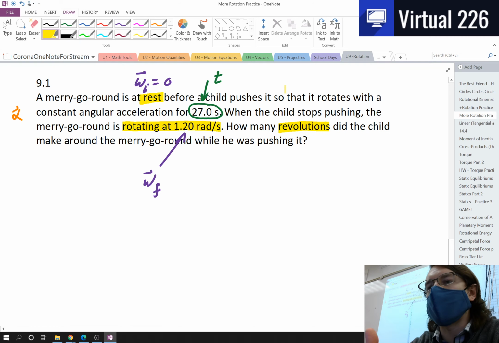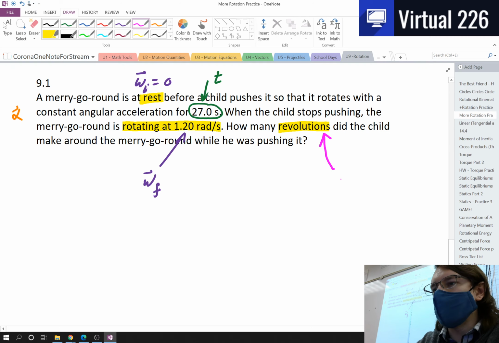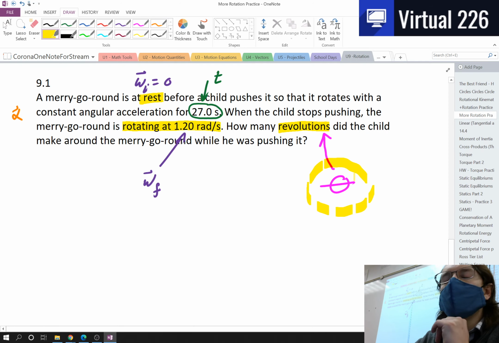What we're looking for in this problem is how many revolutions, how many complete times did the child make around the merry-go-round while he or she was pushing it. And that means that revolutions, while it's a kind of stranger unit, is an angular displacement. Okay, so we're looking for theta in the end here. That's what we're looking for.